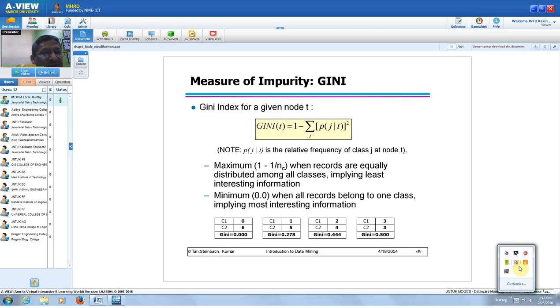Are you convinced with this? JNTUK Kakinada, hello. JNTUK Kakinada or Vijayanagaram, please respond. Is it clear to you? If you have any queries, ask me.